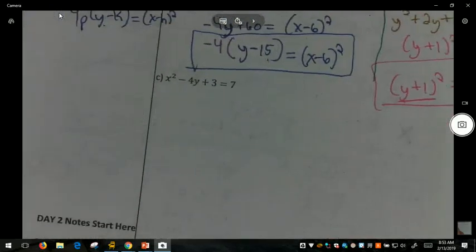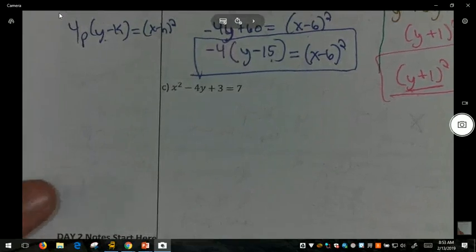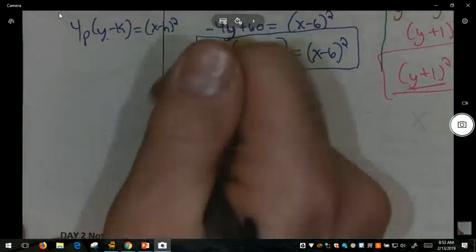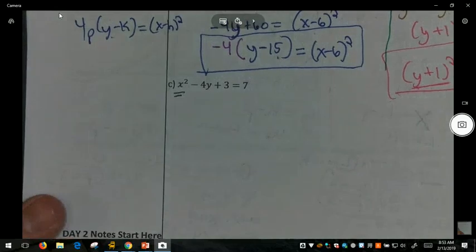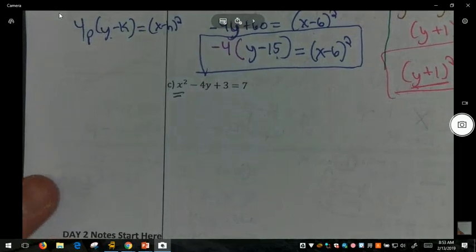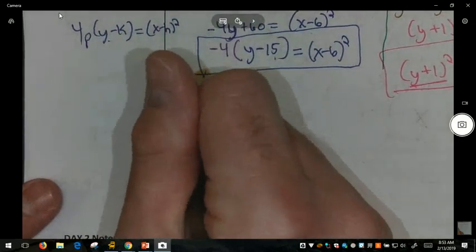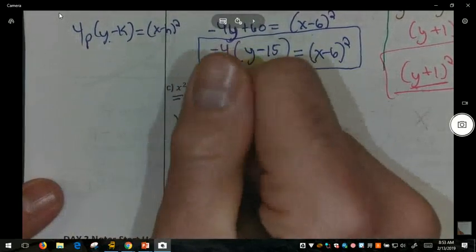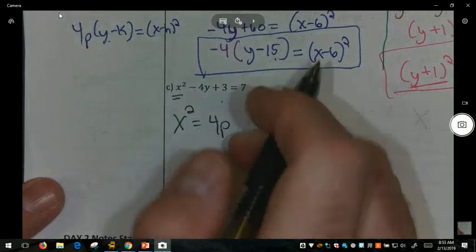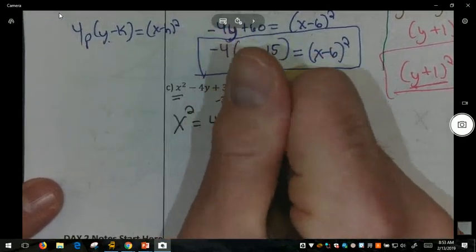Last but not least, we have letter C. Hopefully you can see it already, but if not, this one is going to open up and down because x squared is the term. There's no other x term with it. Just need to move everything to the other side. So x squared, I'm going to add 4y to both sides and subtract 3.